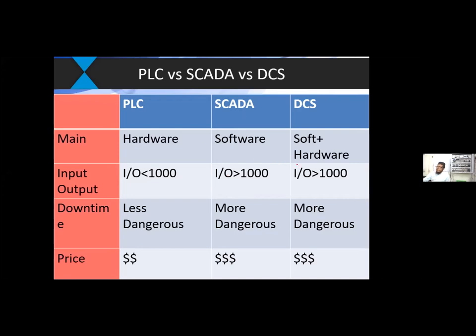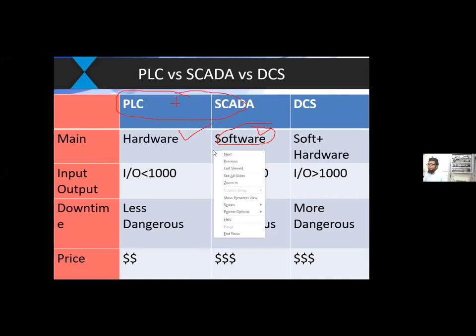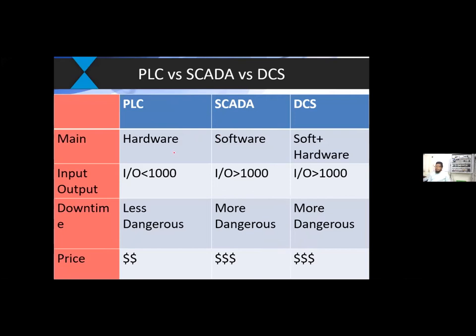So I'm showing the difference between PLC, SCADA, and DCS. PLC is mainly hardware, though we program it with software, but the PLC itself is hardware. And SCADA is mainly software. So what is the controller or hardware of SCADA? The controller or hardware of SCADA is the PLC. So PLC plus SCADA means a SCADA plant. PLC is hardware, SCADA is only software, and a SCADA plant is a combination of PLC and SCADA. And DCS is the compact system where the software and the hardware together are called the DCS controller.